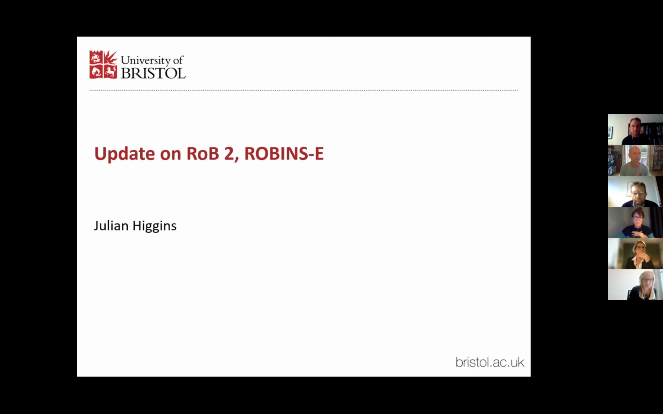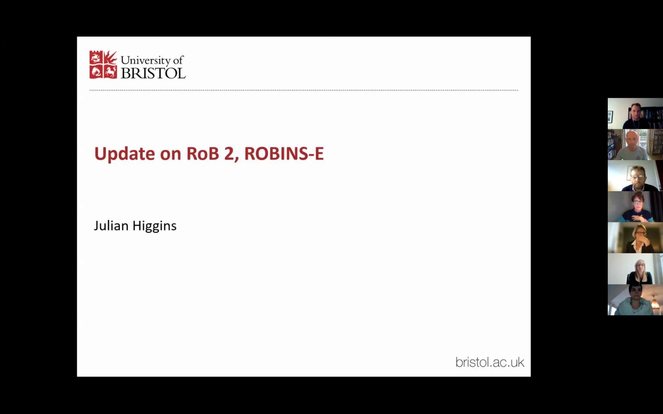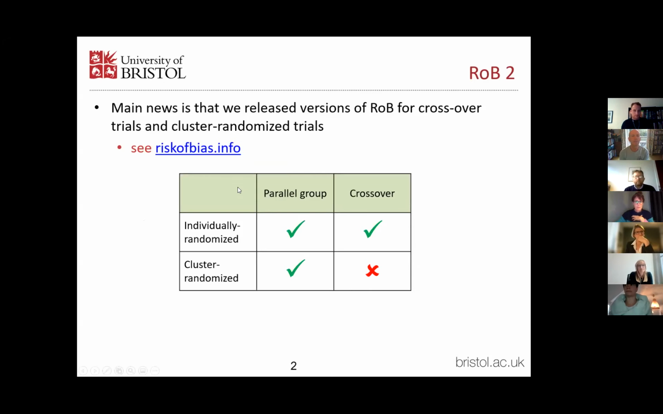As John has given the main news from the ROB2 camp, we have released versions of ROB2 for crossover trials and cluster randomized trials on riskofbias.info. They went up in a slightly revised form in March this year, which means if you look at this table, where we cross-tabulate whether a trial is individually randomized or cluster randomized, and whether it has parallel groups or crossover from one intervention to another, we now have 3 tools out of the 4 possibilities.